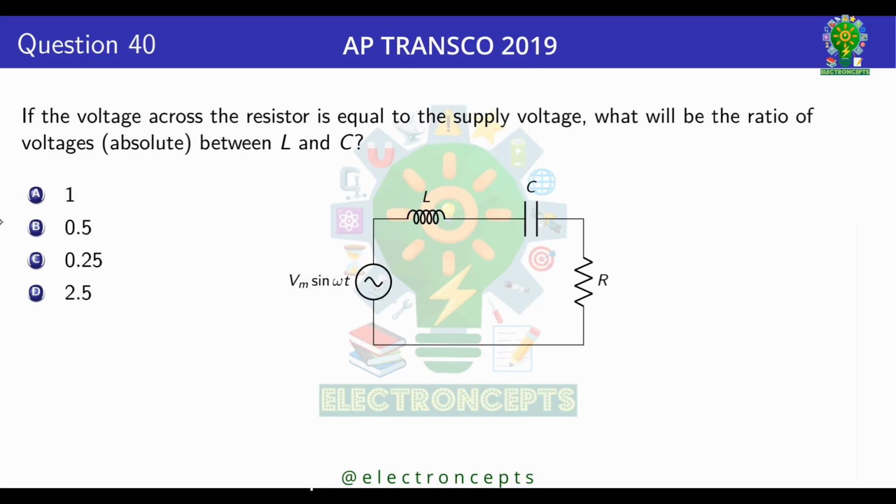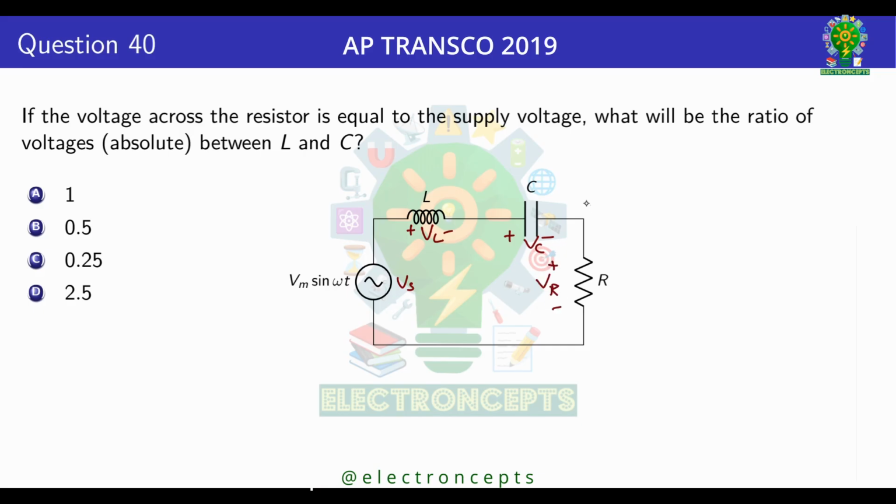Question number 40. If the voltage across the resistor is equal to the supply voltage, what will be the ratio of voltages between L and C? Let us consider supply voltage as Vs, voltage across inductor as VL, and the voltage across capacitor as Vc, and similarly voltage across resistor as Vr.